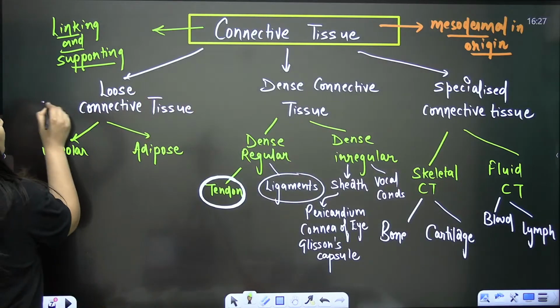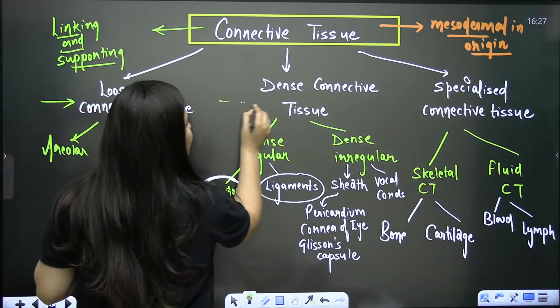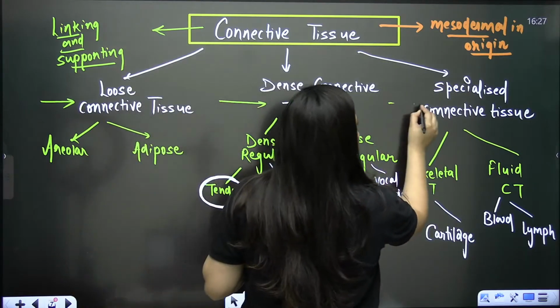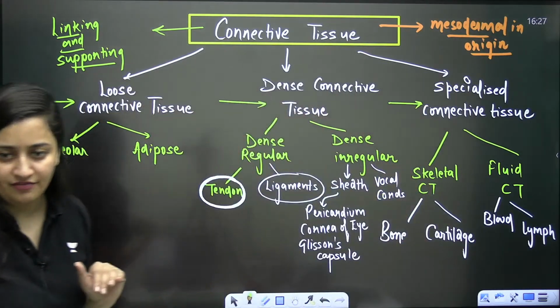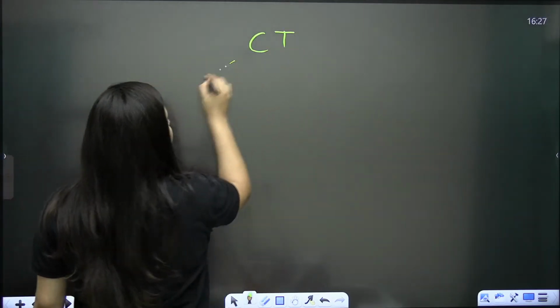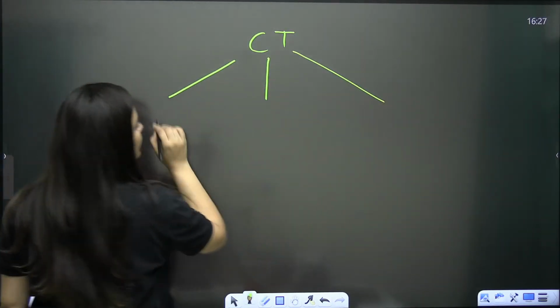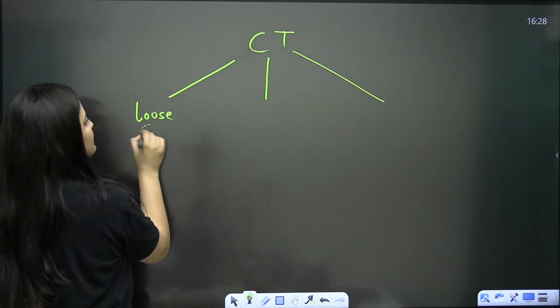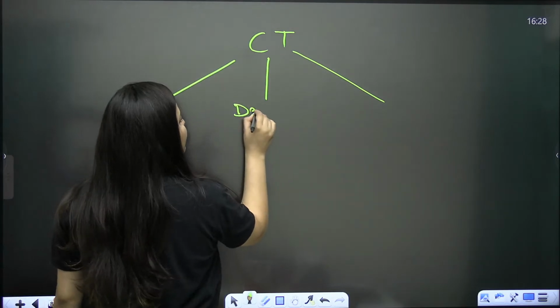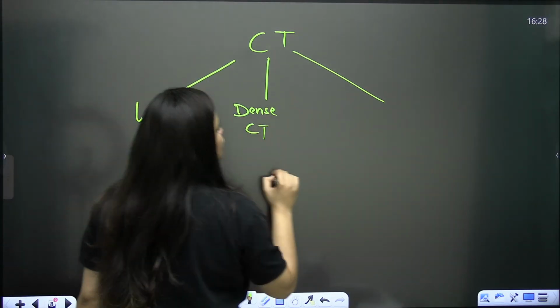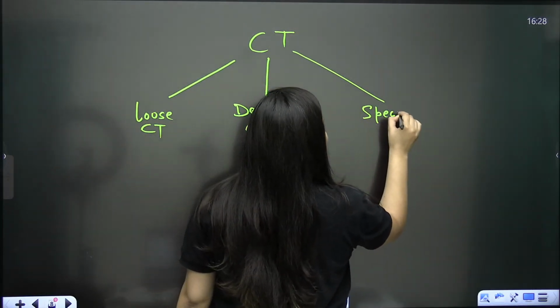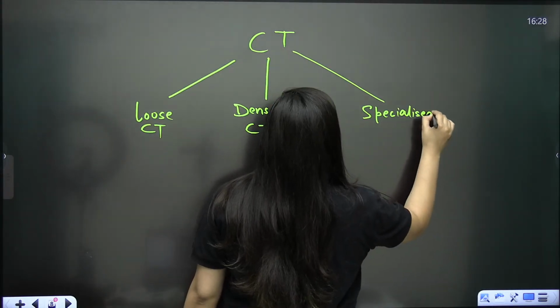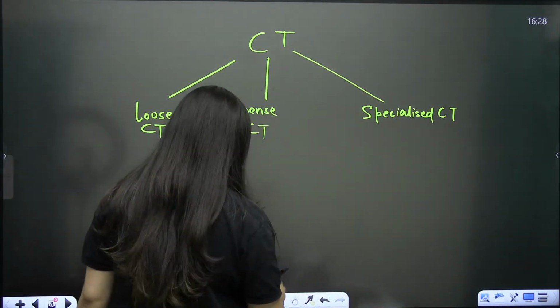We talk about the loose connective tissue, the dense connective tissue, and the specialized connective tissue. Clear? Just for your quick revision, I'm making it again. In connective tissue, what do you have? You have loose connective tissue, dense connective tissue, and specialized connective tissue.